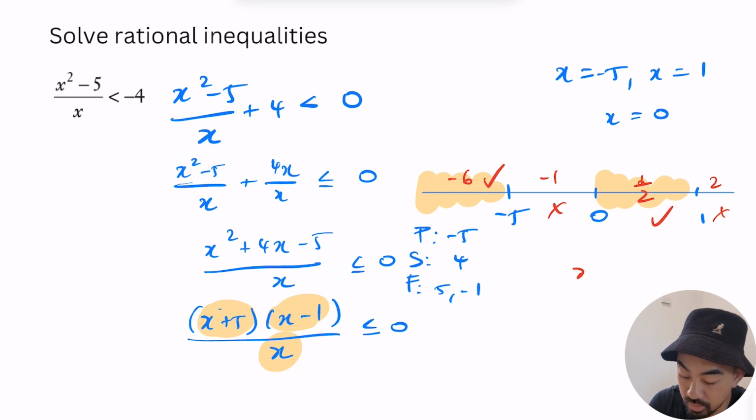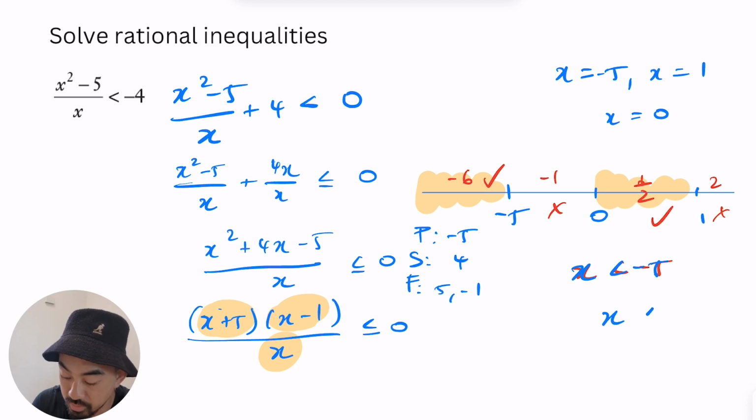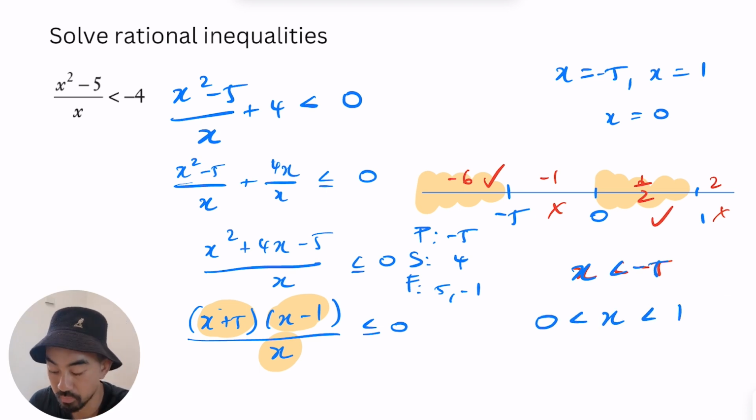So you can see my regions will be this, and also in between here. So I can write x is less than minus 5, and x is less than 1 and greater than 0. Done. Okay, last question here.